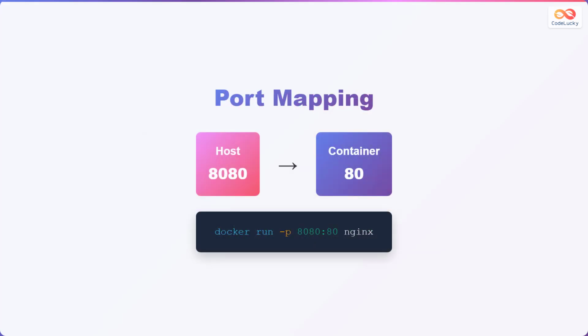Port mapping allows you to expose a container service to the host machine. On the host side, you might want to access a service on port 8080, which maps to port 80 inside the container. To achieve this, use the command docker run with the flag -p, followed by the host port, a colon, and the container port. For example, docker run -p 8080:80 nginx. This maps port 8080 on the host to port 80 inside the Nginx container, making the service accessible from the host machine.